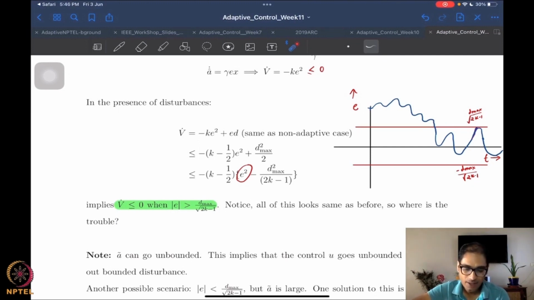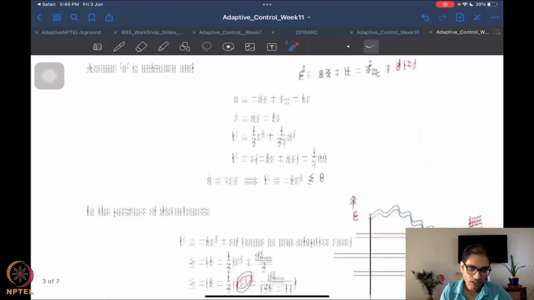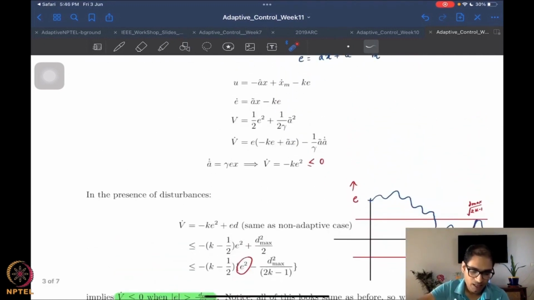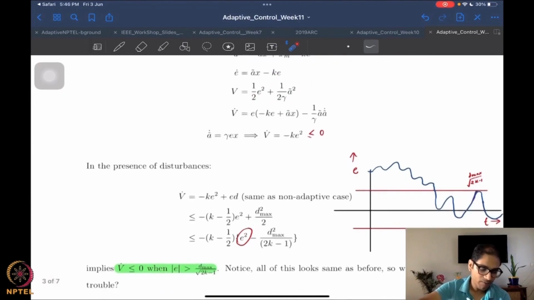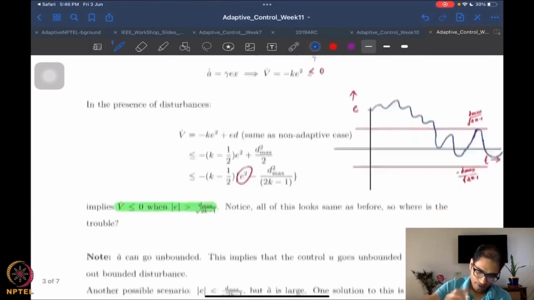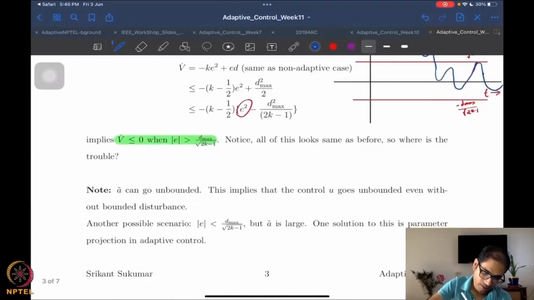Now, as long as you are outside this set, V dot is negative, so V is decreasing, or non-increasing at most. So therefore, everything here remains bounded. Because if you remember, this implies E and A tilde remain bounded.